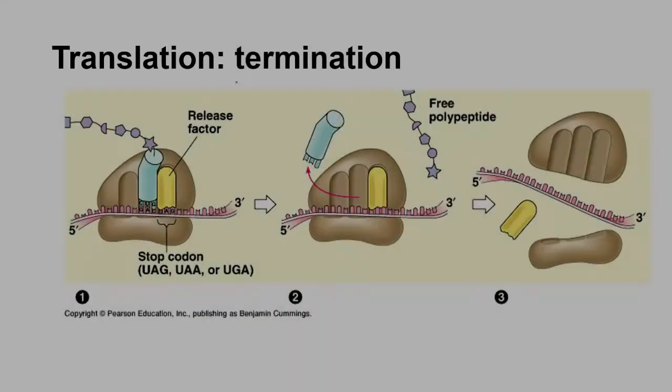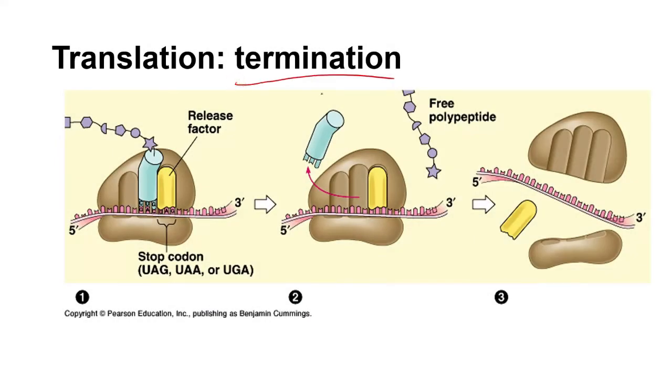Let's finish up translation with termination. And that's when the ribosome reaches one of these three stop codons on the messenger RNA, which brings in a different type of tRNA. It's a release factor. There's no amino acid carried with that one. It just signals for all of the rest of these to start falling apart.